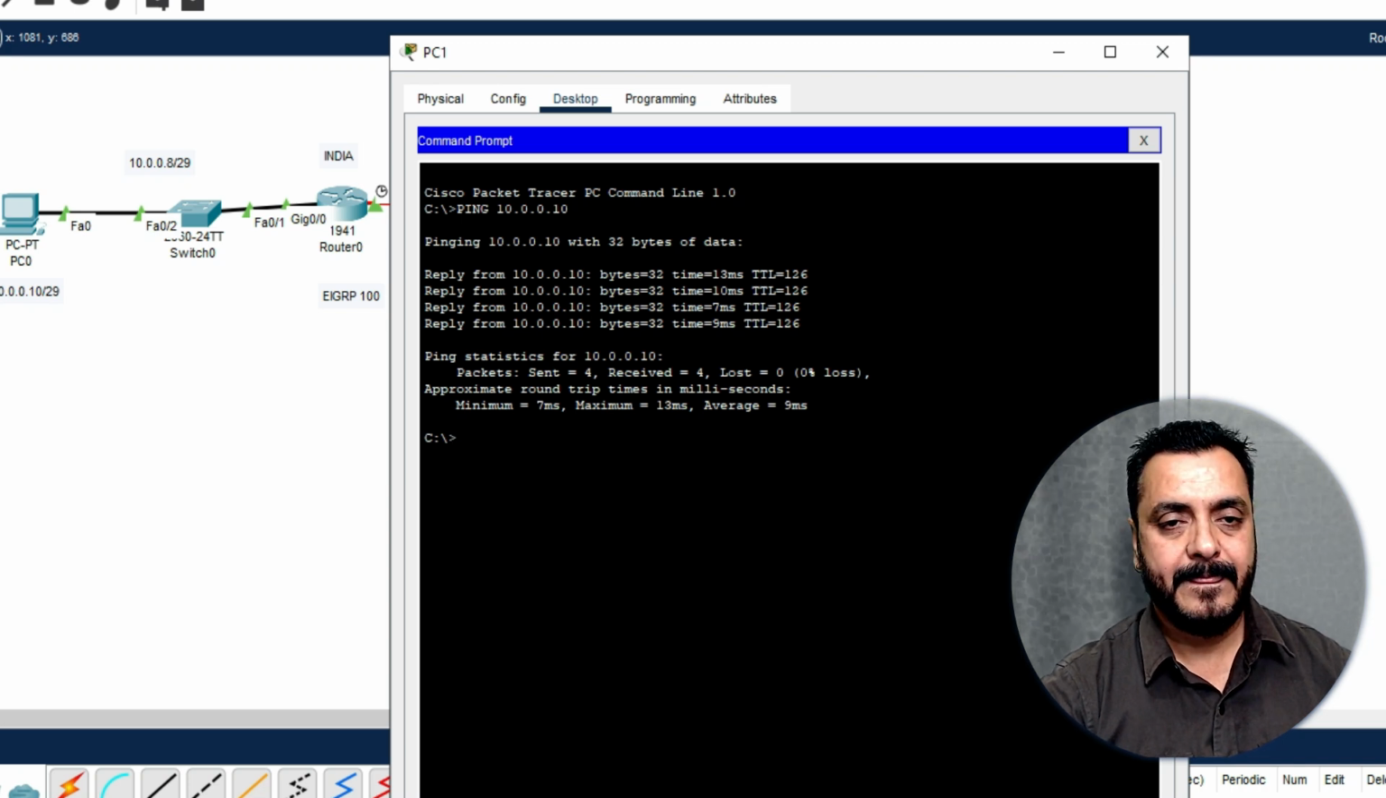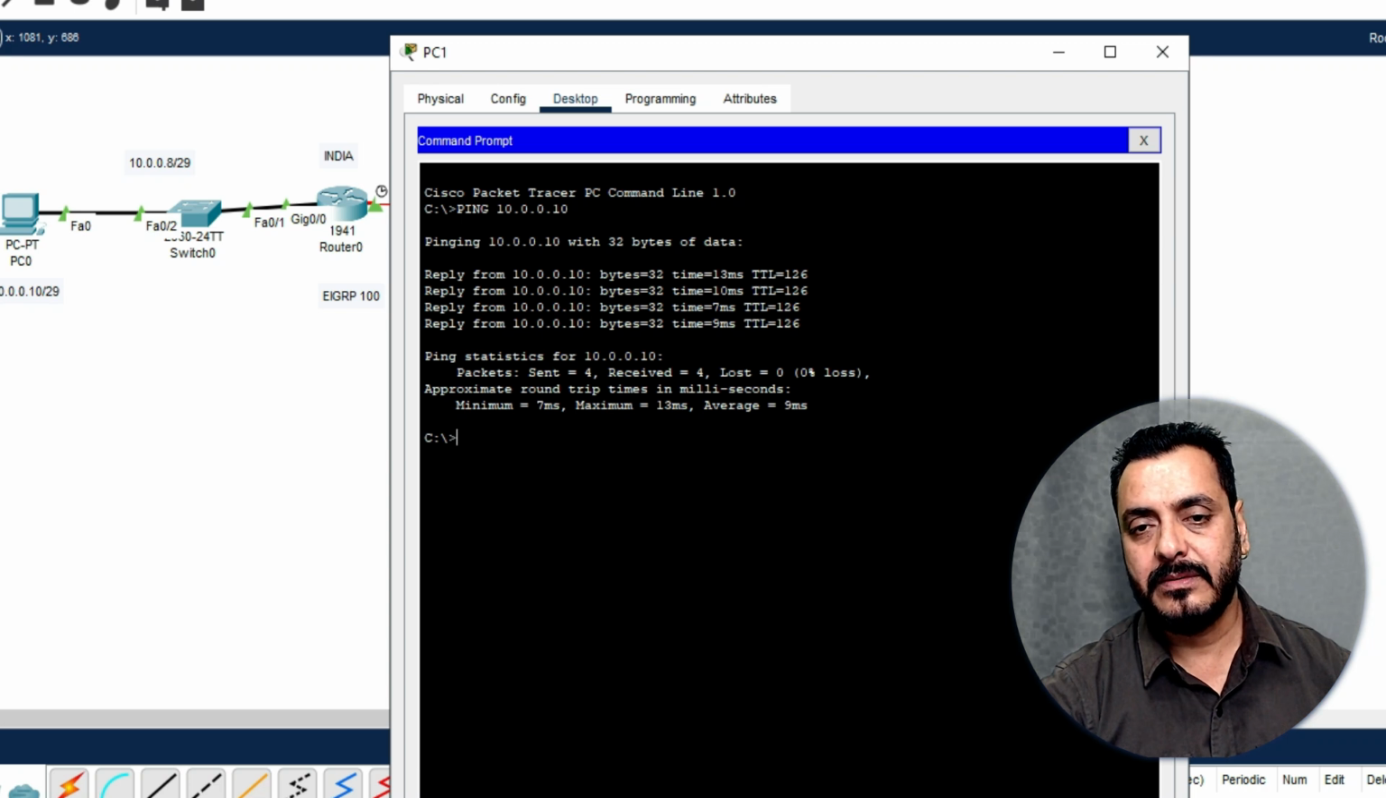So that's it regarding the configuration of EIGRP version 4 with the IPv4 addressing pattern.